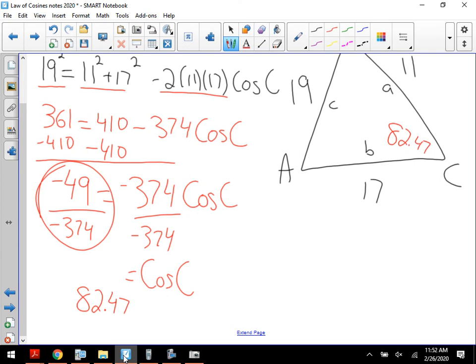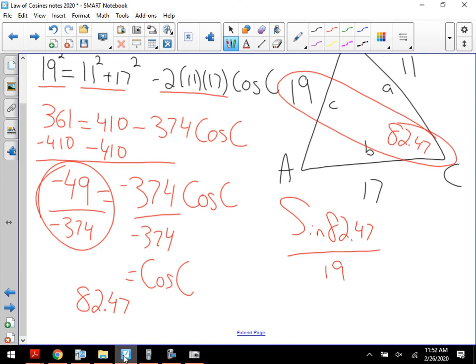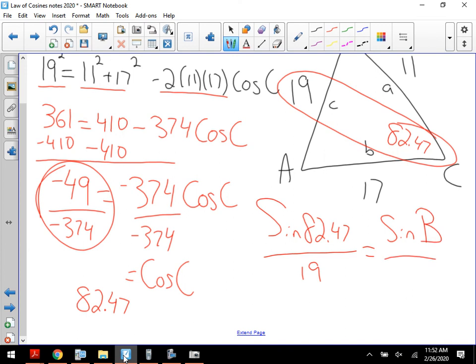You now have an angle on the side opposite. Yep, circle it, just like we did yesterday. Now you do law of sines. And we're going to find angle B next, which means all we have to do is move the 17 over.